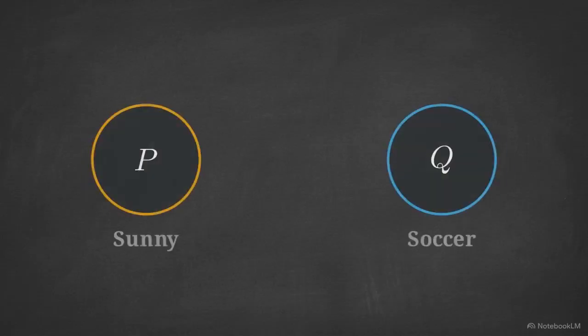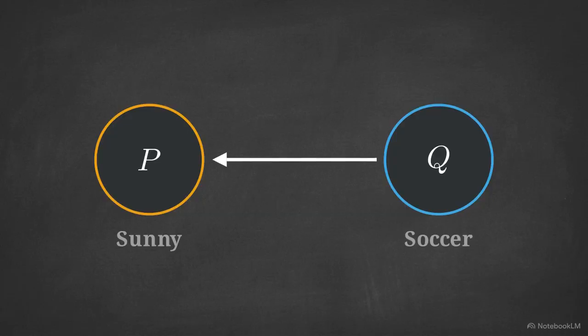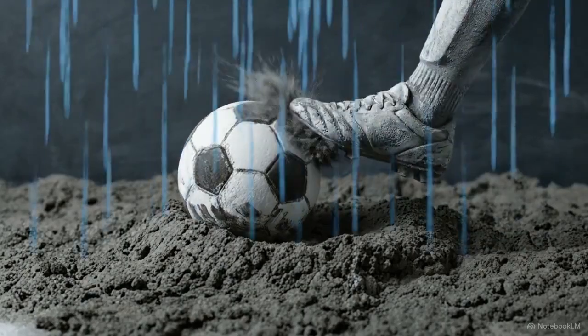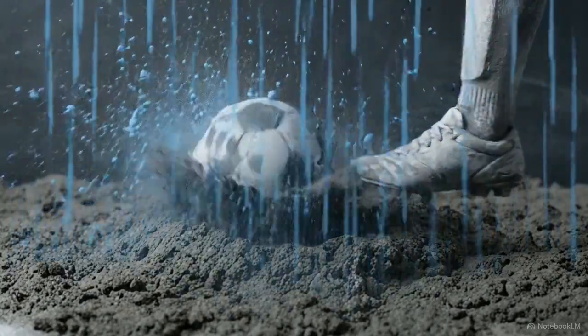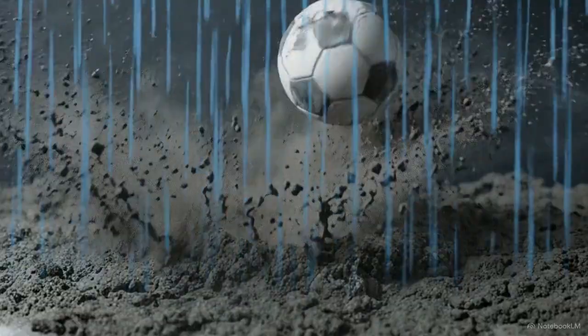We do have to be careful of a common mental trap called the converse. This is the human fallacy of assuming rules work backwards, assuming that if we are playing soccer, it must be sunny out. The converse is a dangerous assumption. We could easily be playing soccer in the pouring rain without breaking the original rule.